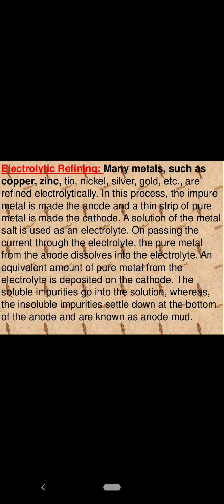on the cathode. The soluble impurities go into the solution, whereas the insoluble impurities settle down at the bottom of the anode, and therefore the anode turns a little bit muddy, but it becomes easy to separate such metals from the electrolytic solution.